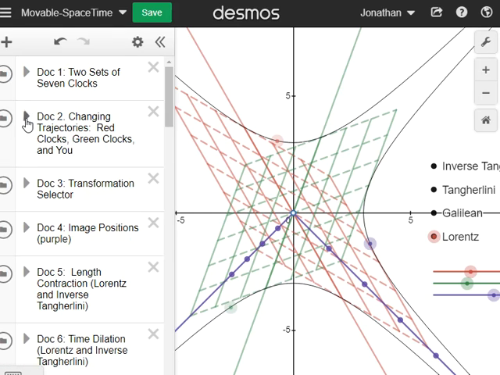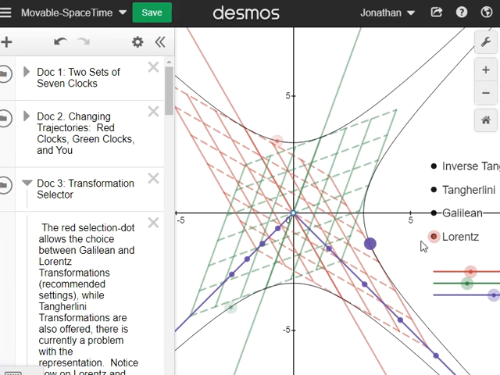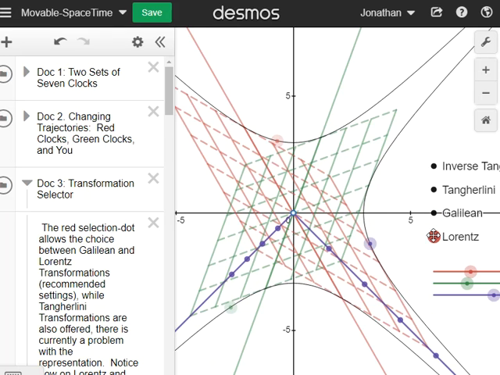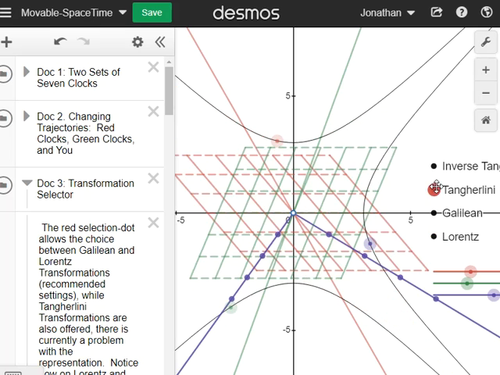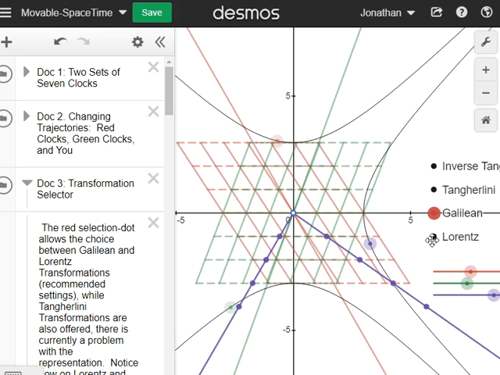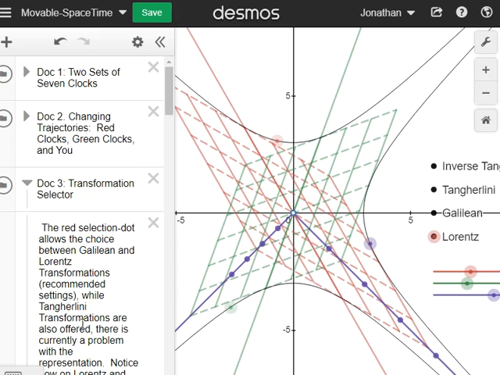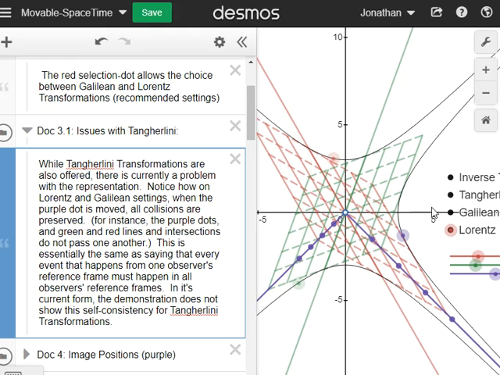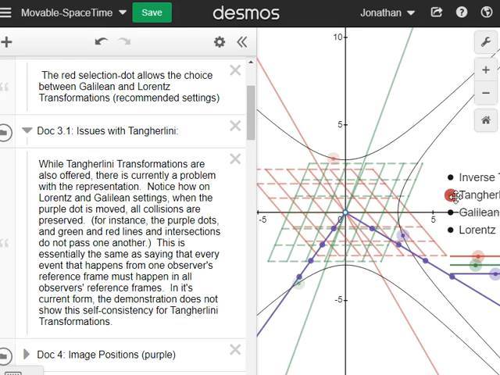And that brings us to documentation 3, the transformation selector. The red selection dot allows the choice between Galilean transformation, Lorentz transformation, and the Tangerlini and inverse Tangerlini transformations. The Tangerlini transformations are offered, let's move that to Doc 3.1, issues with Tangerlini transformations. While the Tangerlini transformations are offered, there is a problem with the representation.